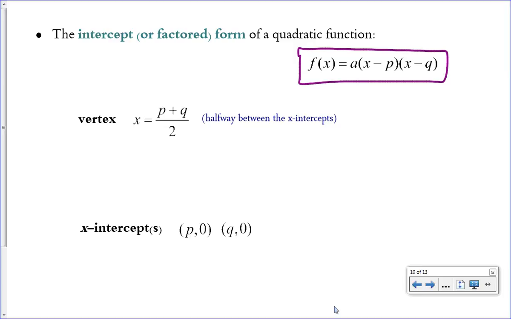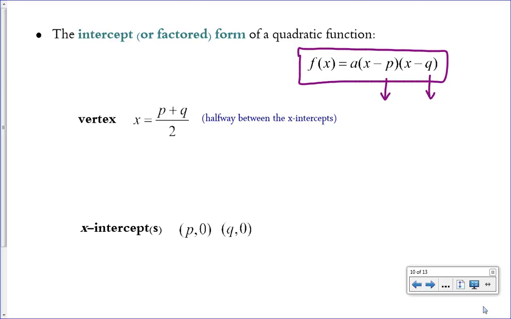We'll see an example on the next slide, so I'm not going to make up numbers now. Just note that the two zeros are actually going to be here and here. Remember, zeros is another word for solutions or x-intercepts. So the p and the q are actually the two solutions to this thing if it said equals 0, right?